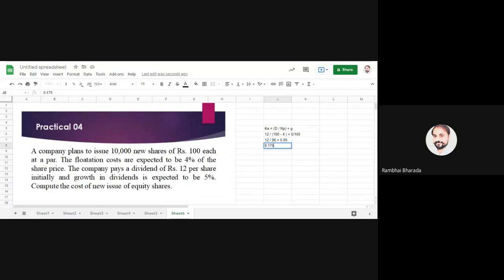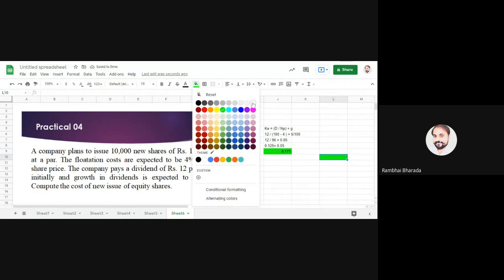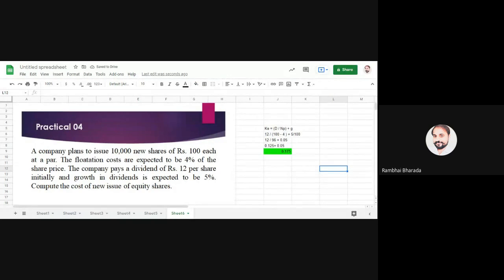Plus 0.05. The final answer is 0.175. Are we clear about this? Simple calculation? Okay.